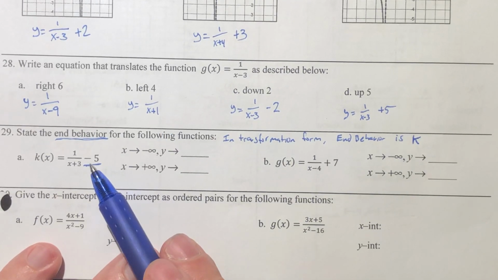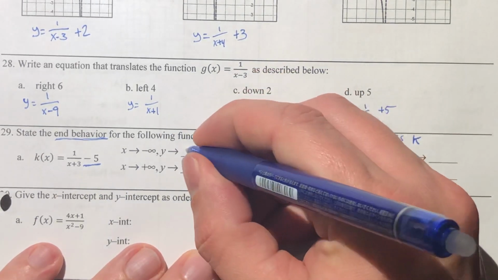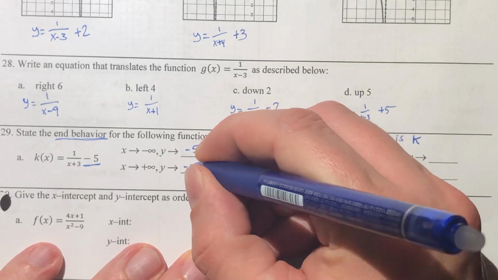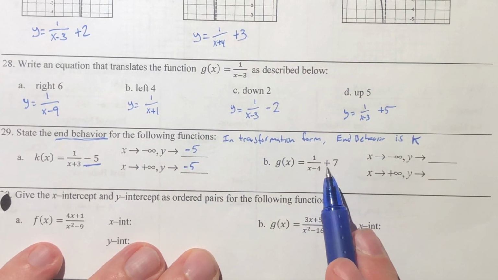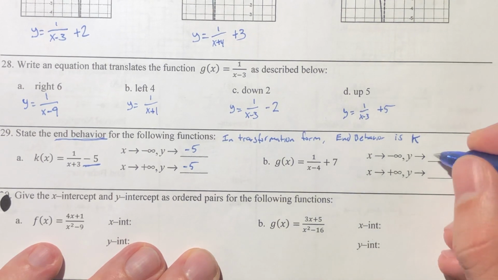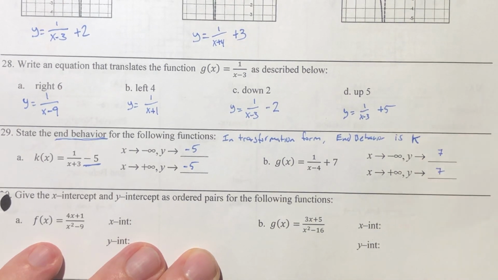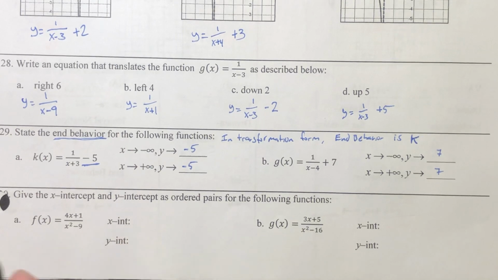So here it's minus 5. So both of those are going to be negative 5. Here my k value is 7. So both of these are going to be 7.